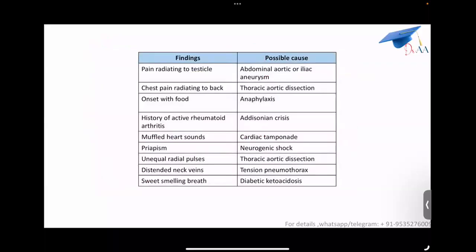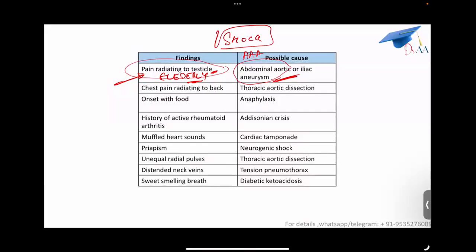There are a few clues you can pick up whenever the patient is in shock. From the history, you can guess what the probable cause is. If the pain is radiating to the testis, especially in an elderly person, it is not always a ureteric calculus. It can be an AAA, which stands for abdominal aortic aneurysm. Classically they present with flank pain radiating into the groin region, but don't think it is a ureteric calculus in an elderly patient.